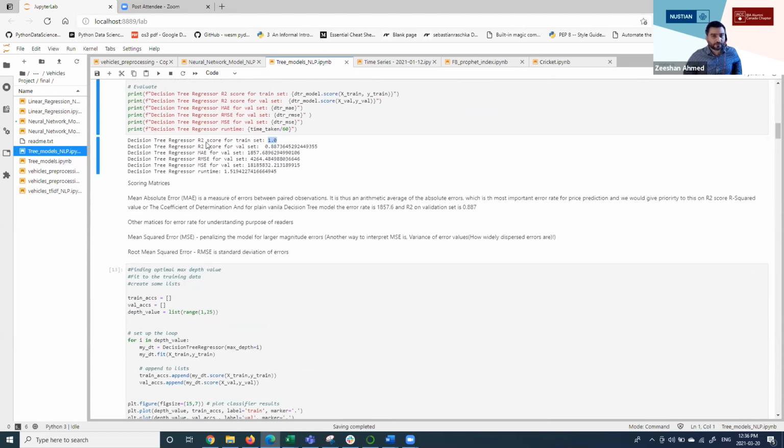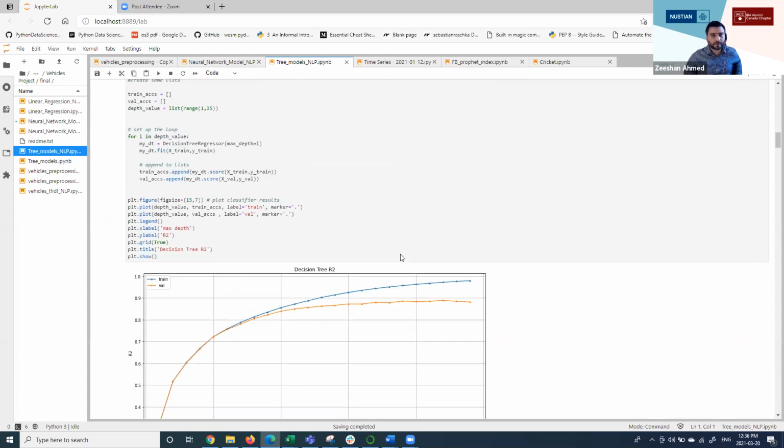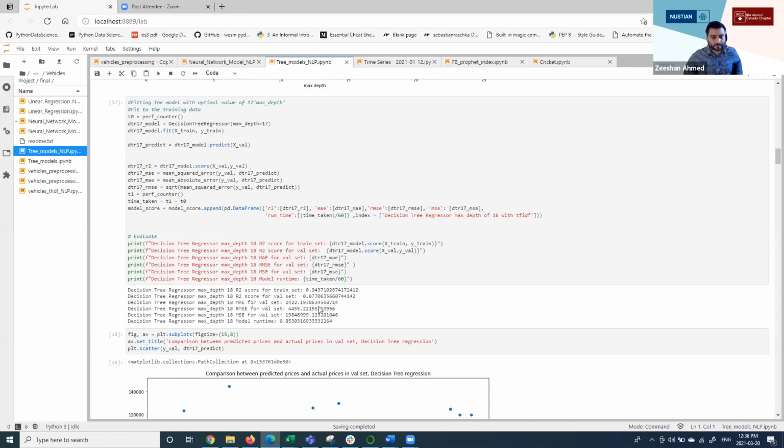So I tried to reduce the overfitting by building a scoring method, and check this out. This is my validation and this is my train. The validation scores are always below 90, and 18 would be the max depth. You can control overfitting by max depth, and that's where I controlled it by having 17 as the max depth, a magic number. And check this out, my train scores declined.